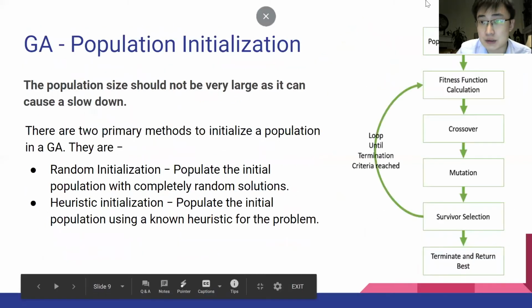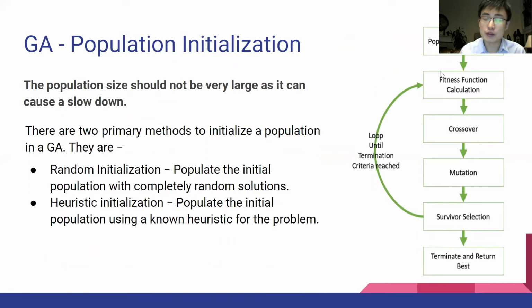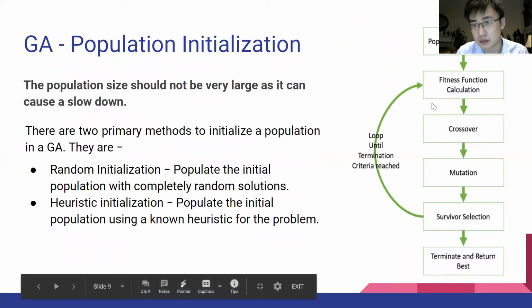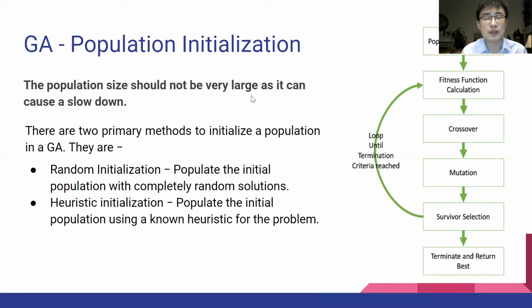Let's see this basic structure. All genetic algorithms will follow this basic structure. The first step is population initialization. Population size should not be very large, as it can cause a slowdown of the GA. There are two primary methods to initialize the population: one is random initialization and the other is heuristic initialization.